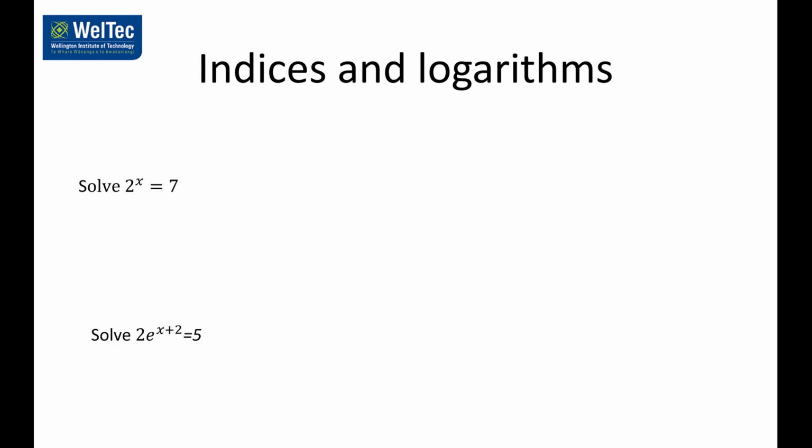A simpler one next. If there's no e in the equation, then you can use either logs or natural logs. Let's just use logs. The answer will be the same regardless. So if we take the log of each side and bring the power out to the front, then x is equal to log 7 over log 2, which is a calculator job, roughly 2.8.